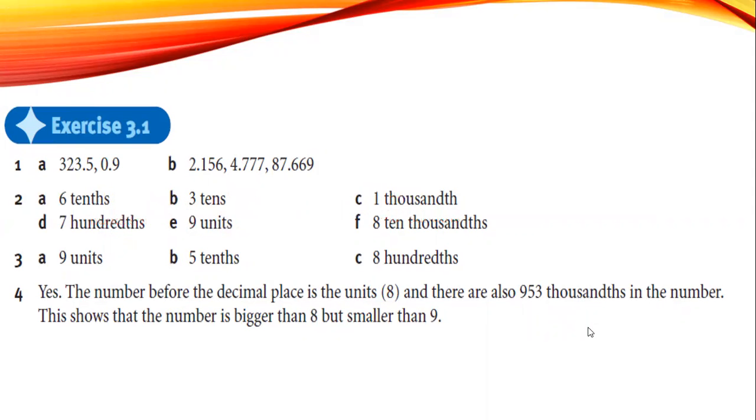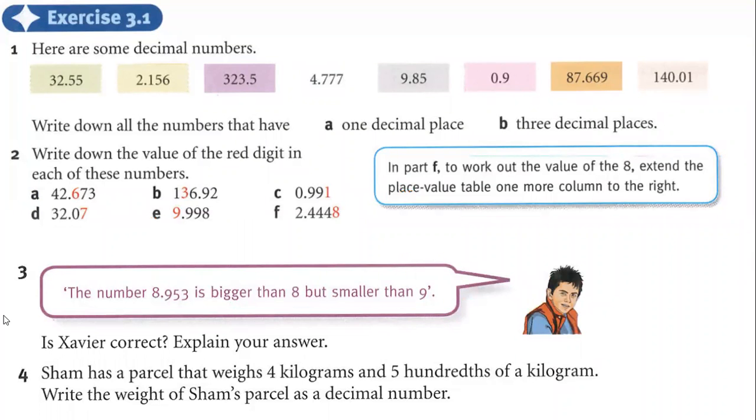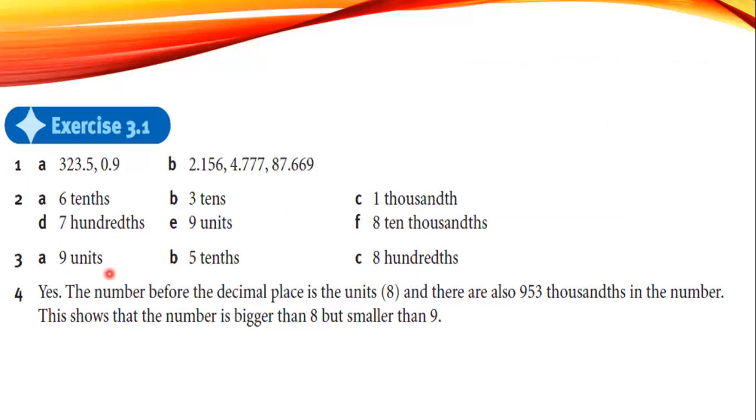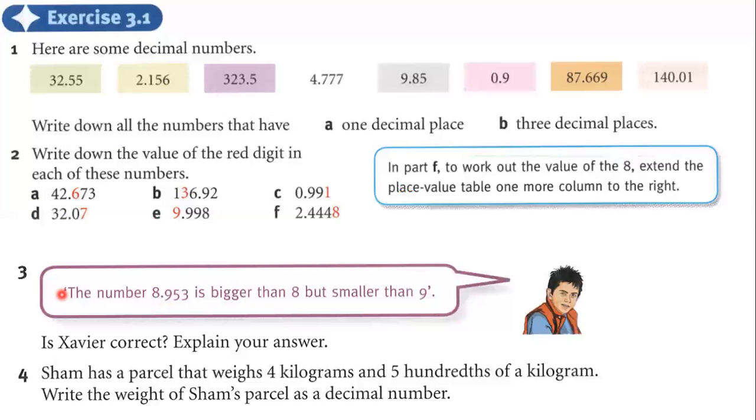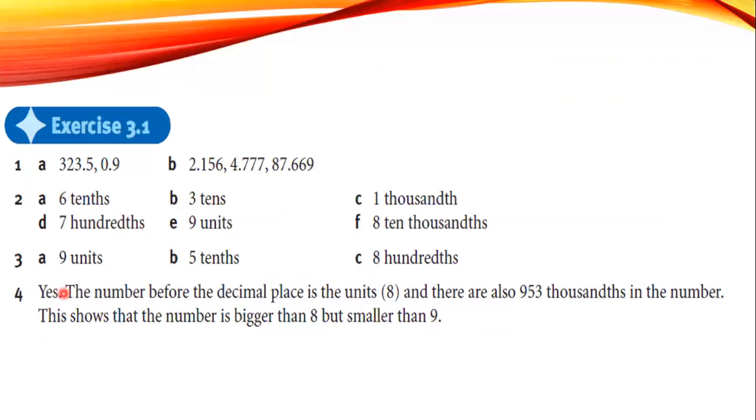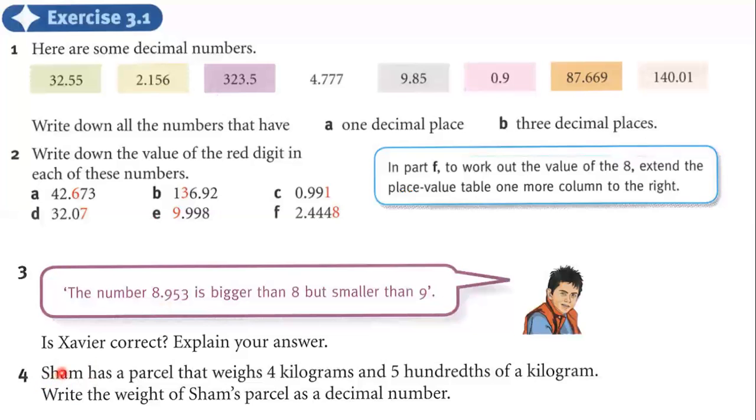So next is, as it is the same, you are solving the number 8.953. It is bigger than 8 but smaller than 9. Bigger than it, yes, he's right. Is he correct? Yes. Okay, now where is this question number 3? Here, there is a mistake. Okay, they just swapped this thing.